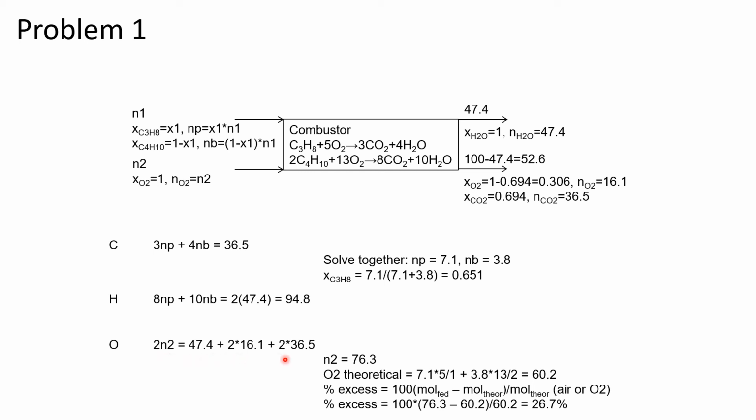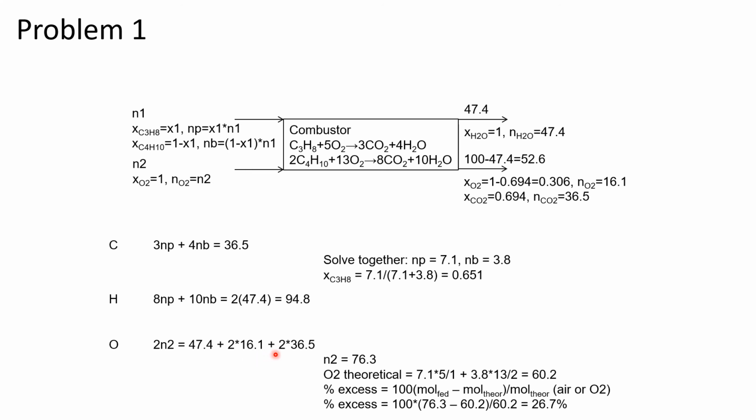Turns out there's 3 contributions to what comes out. There's 1 from the water. There's 1 oxygen atom per water molecule, so we'll have 1 times 47.4. We'll add to it the oxygen atom flow rate associated with the oxygen molecules that come out. There are 2 oxygen atoms per oxygen molecule, so we'll take 2 times the oxygen molecule flow rate, which is 16.1.